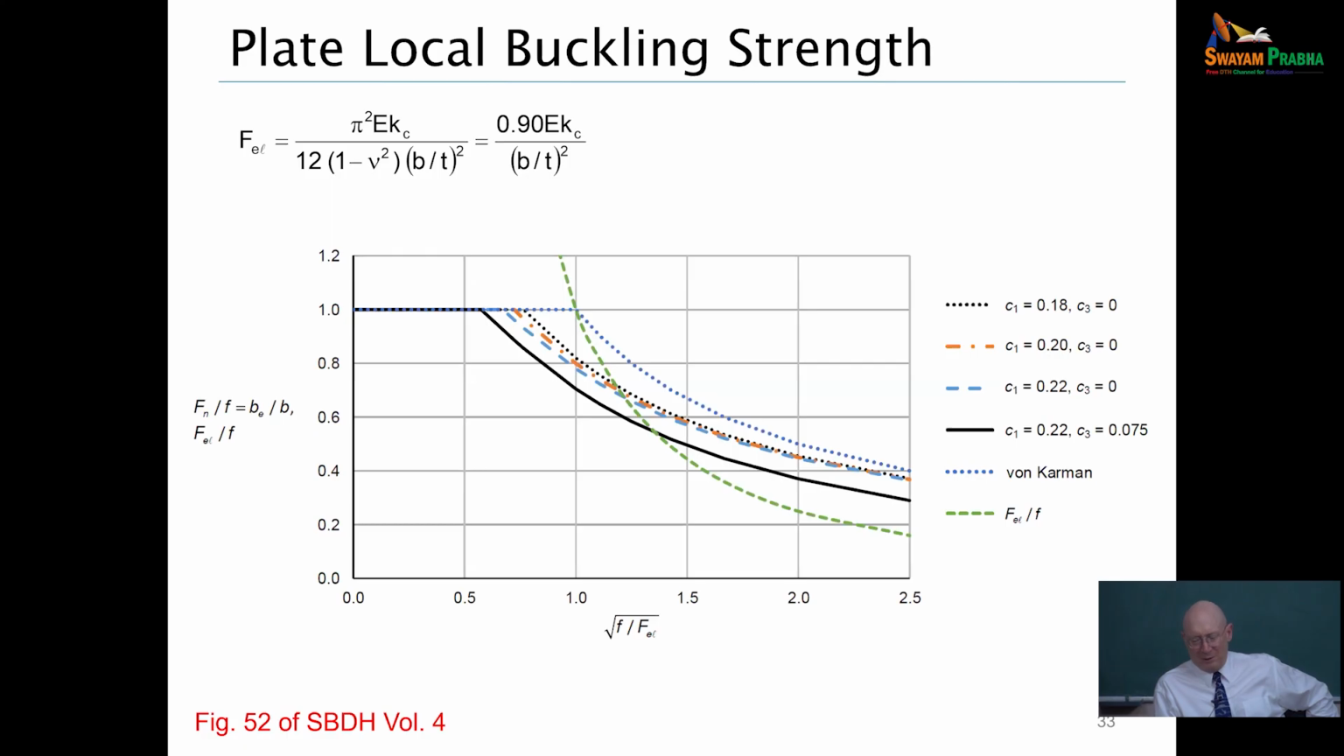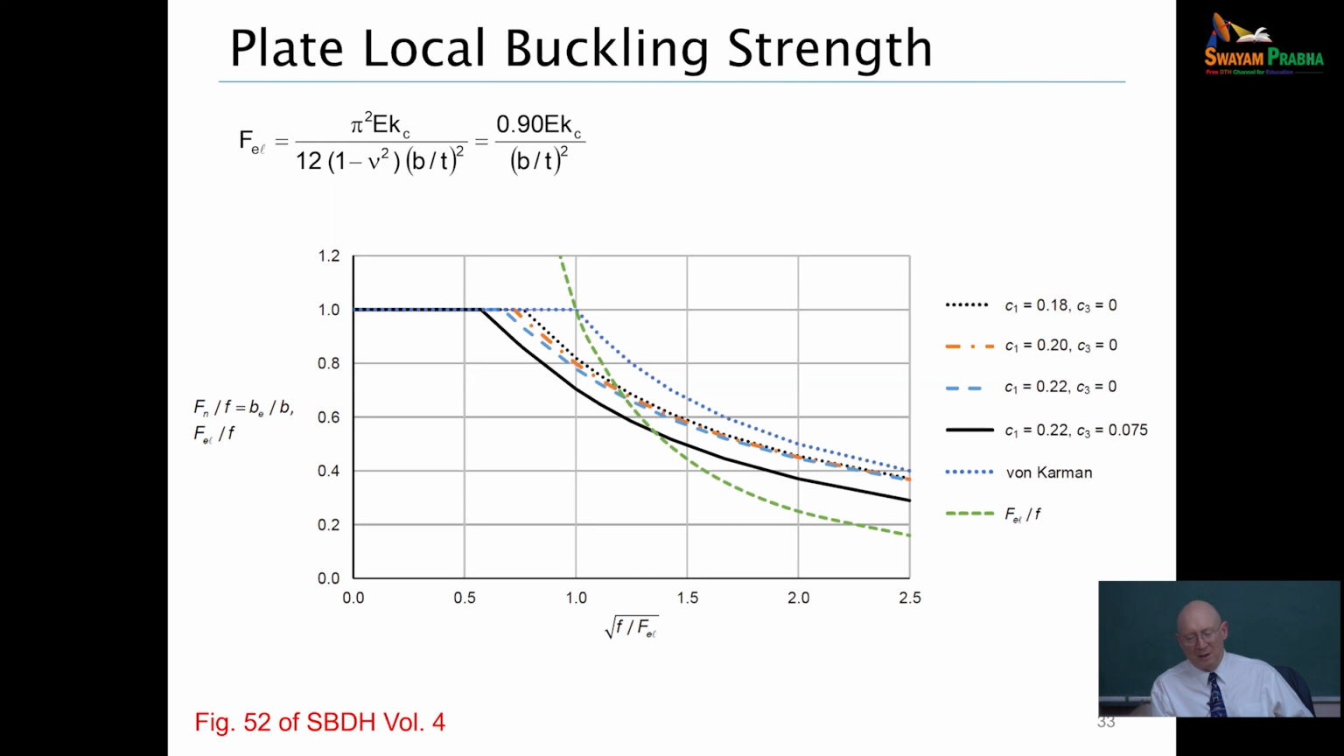So several things going on here to interpret on this plot. The horizontal axis of the plot is basically the stress level at the edges of the plate, if you wish, divided by an elastic buckling stress. The simplest way to interpret this first is to look at a situation where we develop Fy at the edges of the plate, so square root of Fy over Fe for local buckling. Replace little f by Fy.